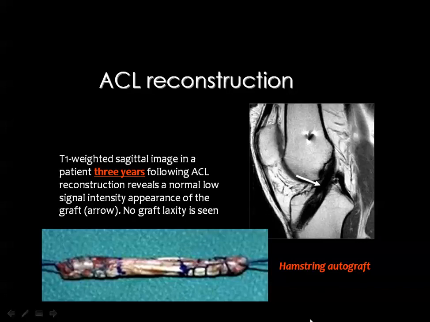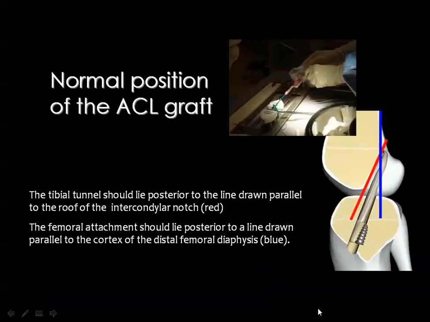In order to judge the integrity of the graft, you look to the signal intensity of the graft, and in order to judge the attachment to the femur and the tibia, you will draw two lines. The first one is along the roof of the intercondylar notch, and the second one will be tangential to the posterior surface of the femoral shaft. Then, for the accurate or reasonable location of the graft tunnels, the tibial attachment should be posterior to this line, and the femoral attachment should be posterior to this line.